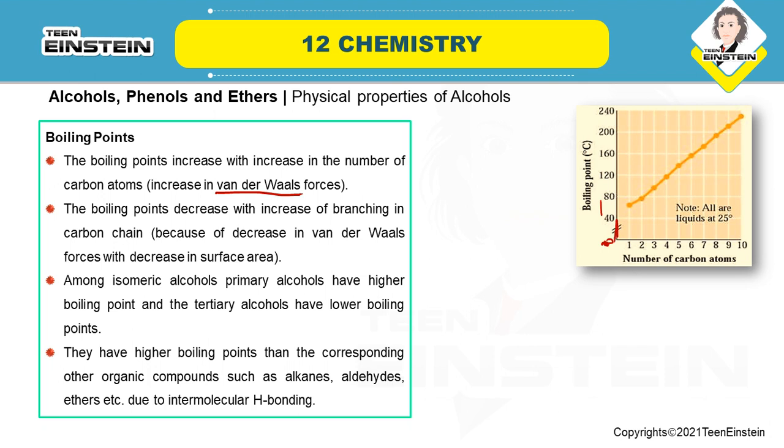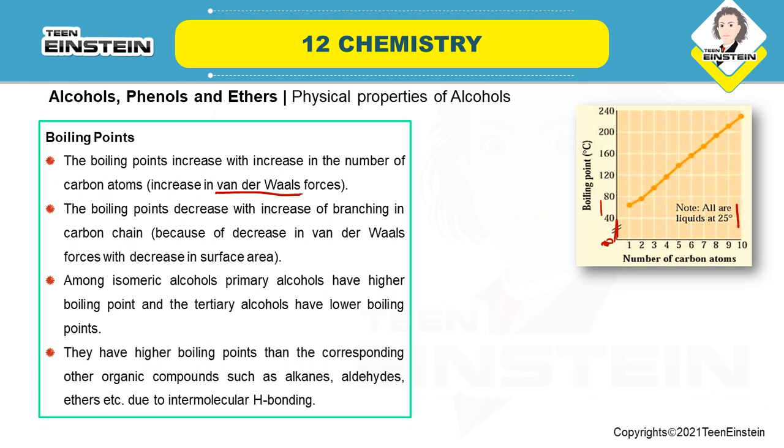Fine. So to denote that scale jump, sometimes this type of double line is given, and the number of carbon atoms is on the x-axis. All are liquids at 25 degrees centigrade. Fine. So we have taken these alcohols that are liquids at 25 degrees centigrade.